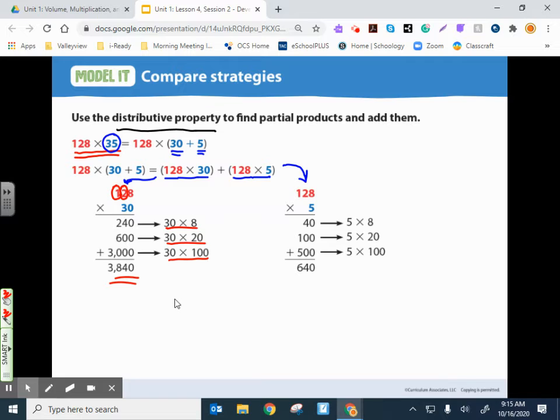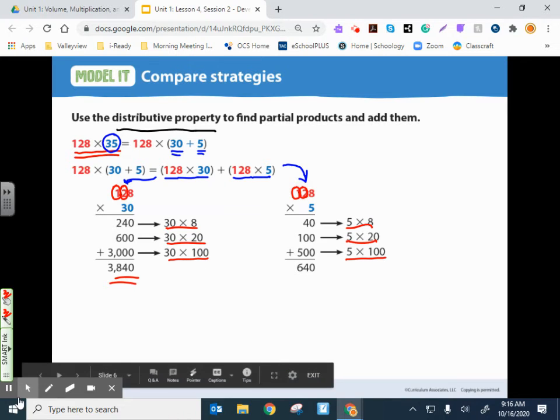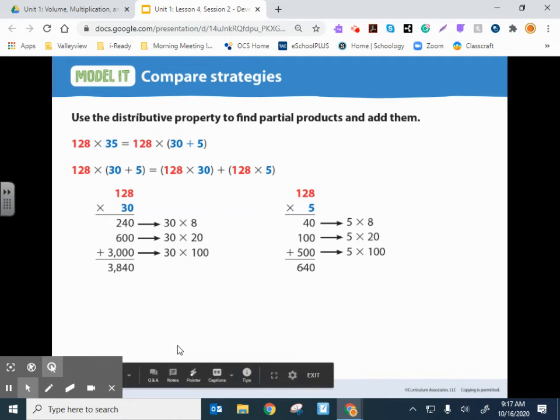Over here on this problem, we have 5 times 8, and then 5 times 20, because again, that 2 is actually a 20, and 5 times 100, because that 1 in 128 is actually 100, and gives us the second partial product. Okay, so that is using the distributive property.